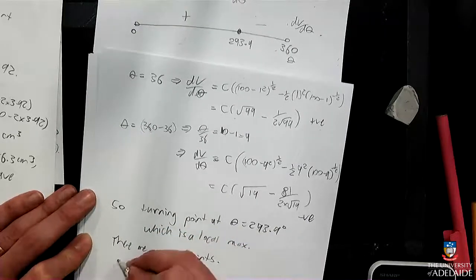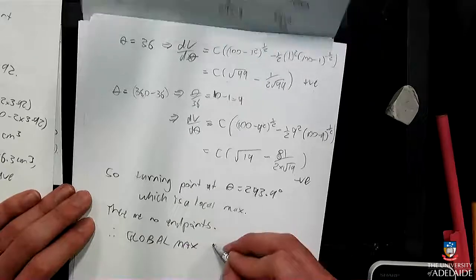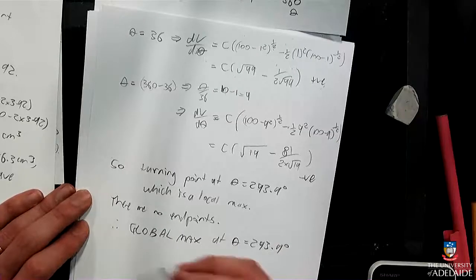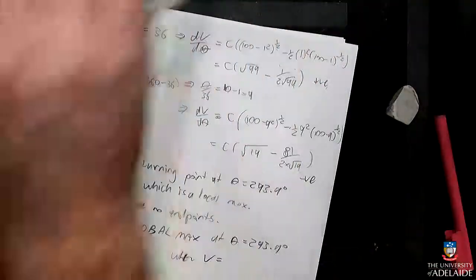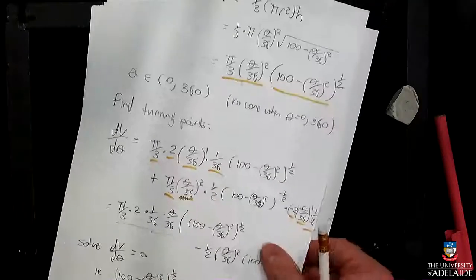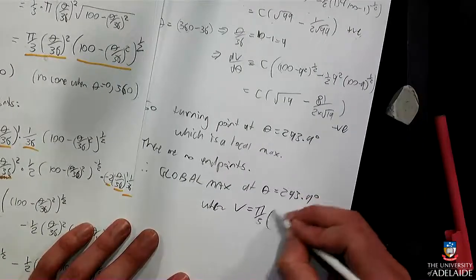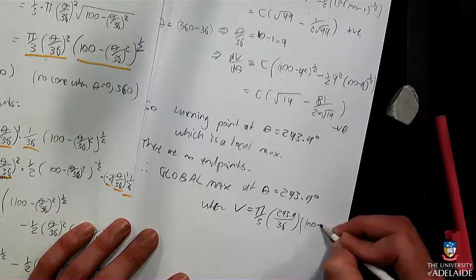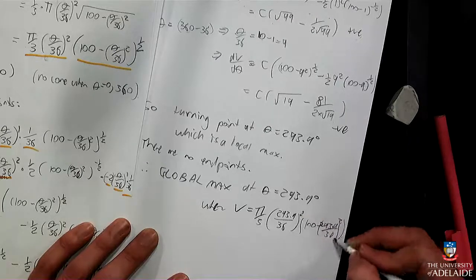There are no endpoints, and so therefore a global max at theta equals 293.9 degrees. And when that happens, we get V is, where's my formula for the volume? There. Pi on 3 times 293.9 over 36, 100 minus 293.9 over 36, that's squared, and that's to the half.